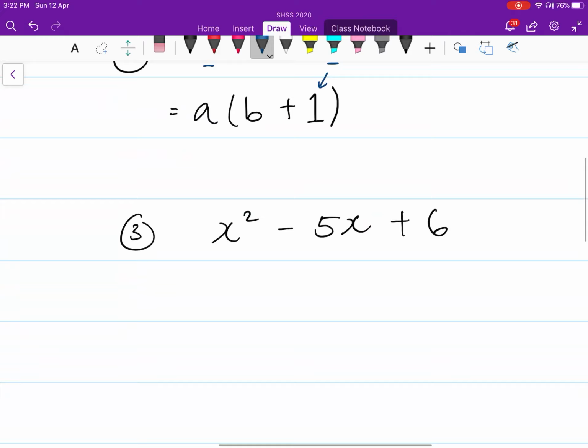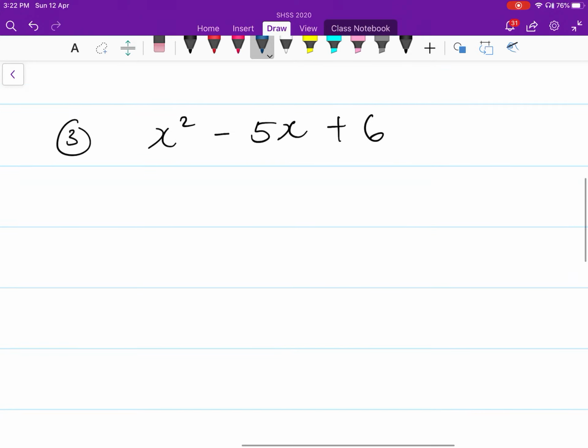The third type of factorization involves a quadratic equation. Now, this is what we call a quadratic expression.